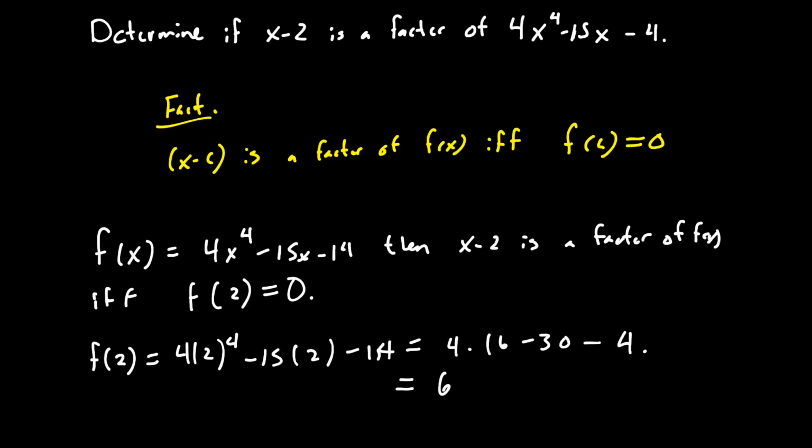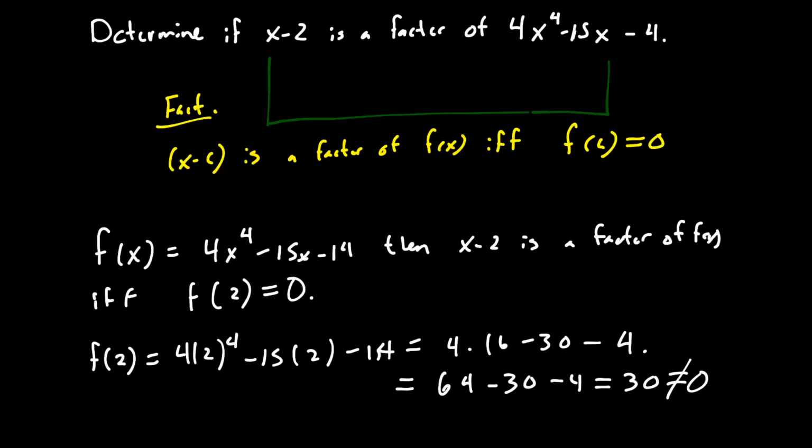This is equal to 64 minus 30 minus 4, which is equal to 30. So this is not 0. And what this tells us then is that x minus 2 is not a factor.